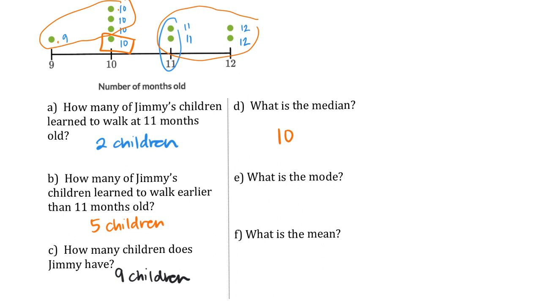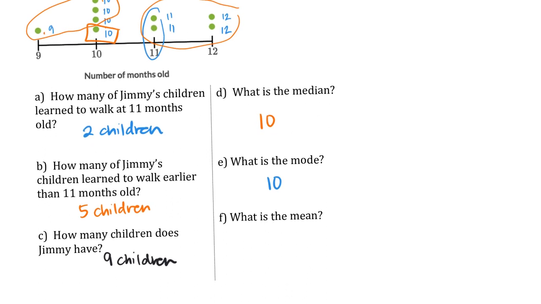Okay, what's the mode? The most frequently repeated one? The highest number of dots is at 10. Okay, what's the mean? The mean's the mean one. There's not really a good way to find it. So I have to add these all up and then divide by the number of children.